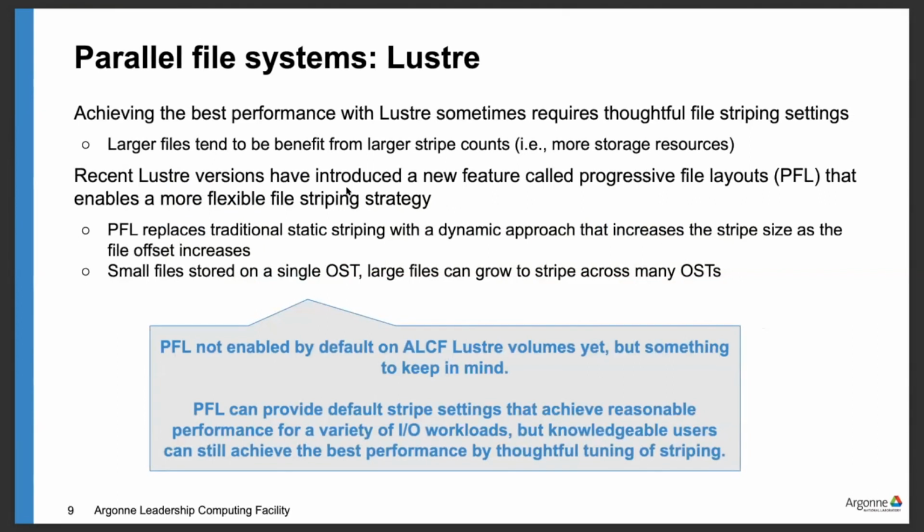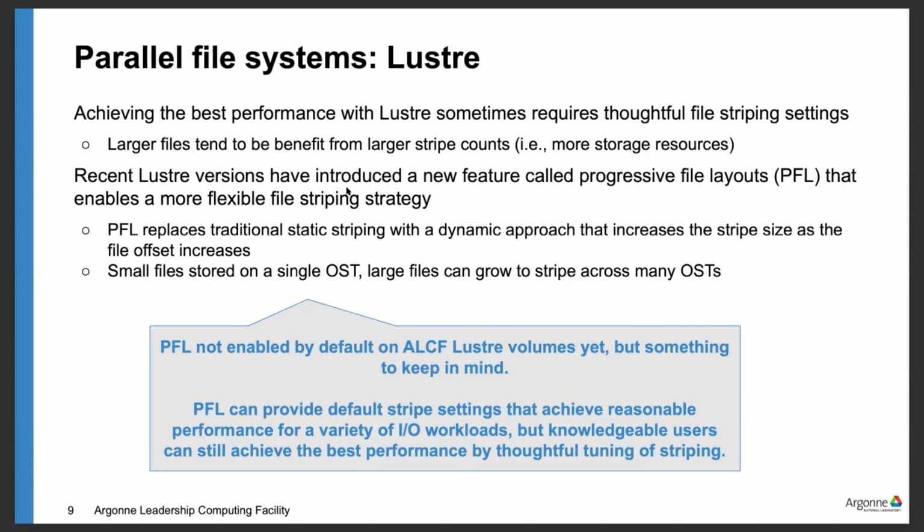Recent Lustre versions have introduced this new capability called progressive file layouts, or PFL, that you may have heard of, or you probably will hear about more going forward if you're using Lustre systems. This is basically a mechanism that allows striping to be a lot more flexible and dynamic. PFL replaces static striping, where files are striped into atomic units across a fixed number of servers, with something more dynamic that increases the stripe size as you write more and more data to the file.